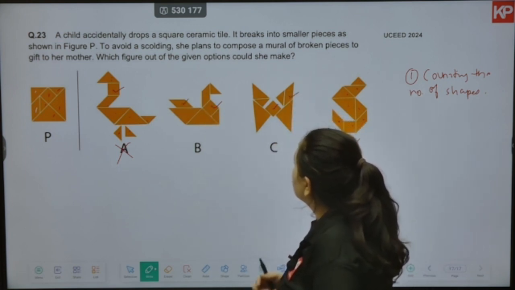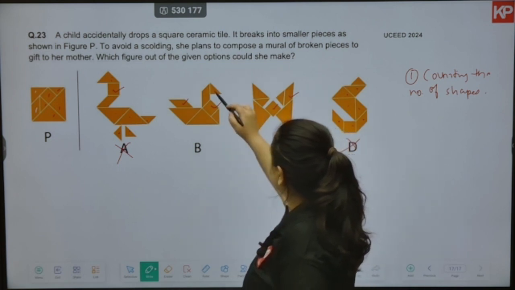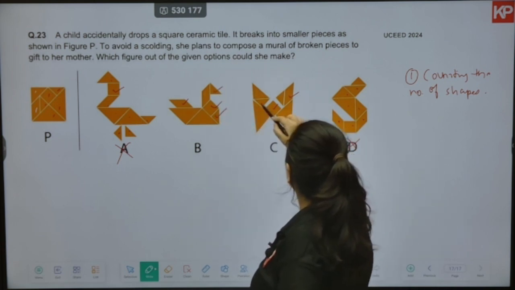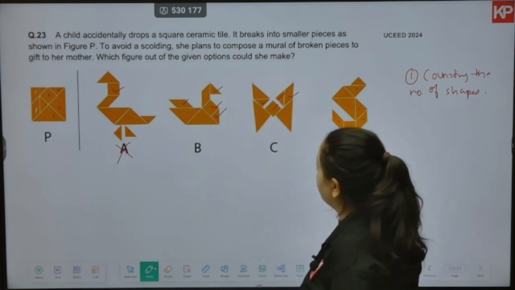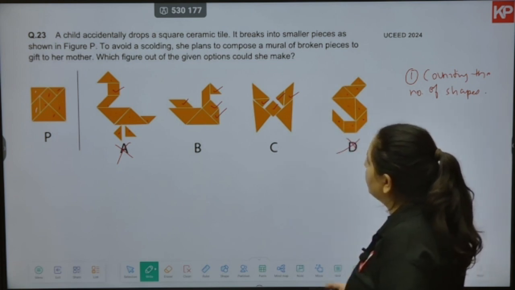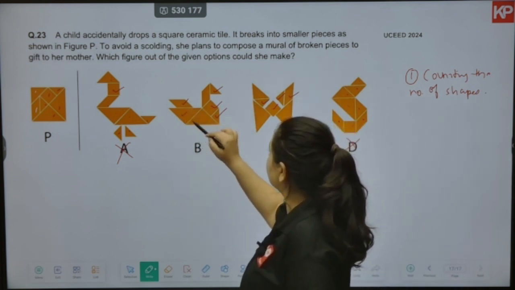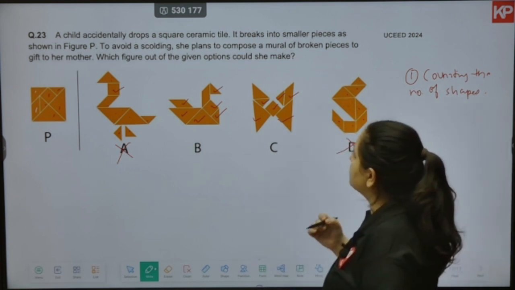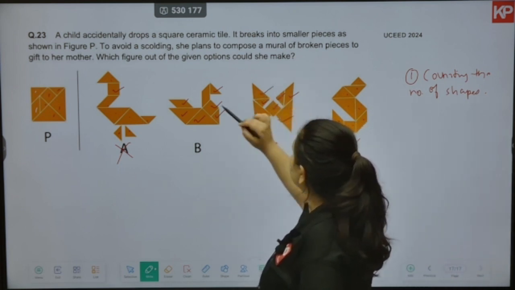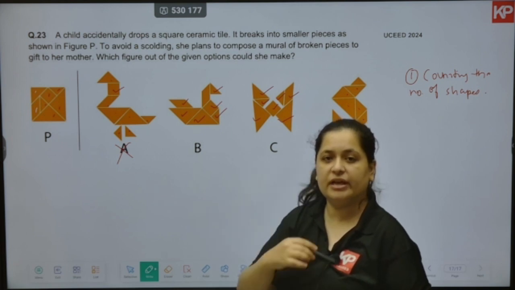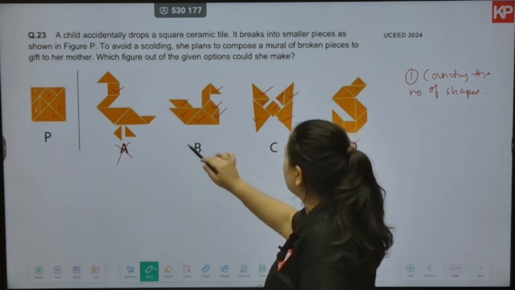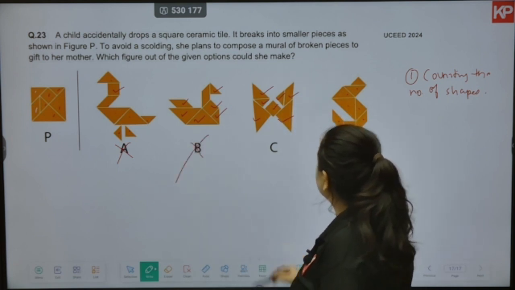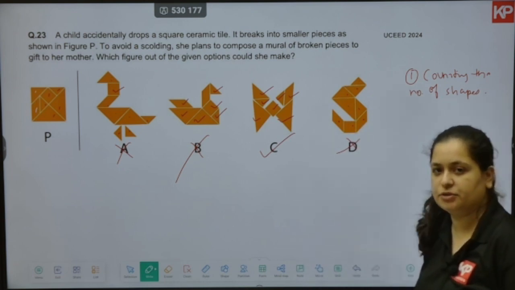Let's check for two smaller triangles. We have two small triangles. Let's check for two big or large triangles. Yes, let's check for a medium sized triangle. We have it here, but we do not have it over here. Instead of that, we have a parallelogram. So B has also been eliminated and C is the correct option for us.